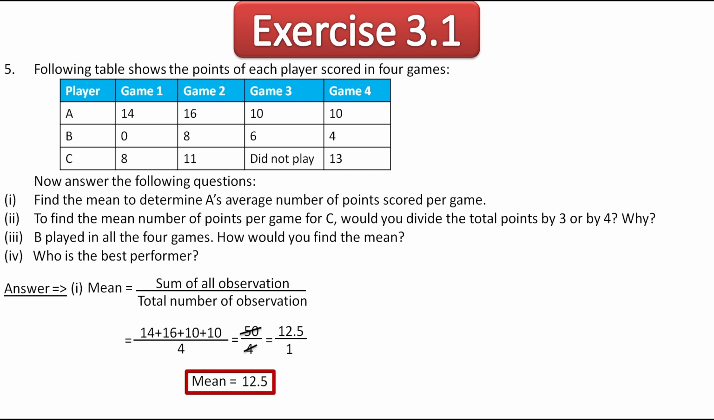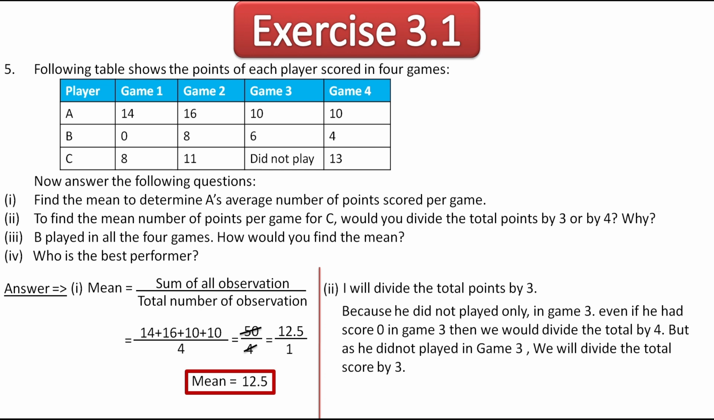Now the second question is to find the mean number of points per game for C. Would you divide the total points by 3 or by 4? Why? Here see, he did not play the third game. That's why I will divide by 3. So the answer is I will divide the total points by 3, because he did not play in the third game. Even if he had scored 0 in game 3, then we would divide the total by 4. But as he did not play in game 3, we will divide the total score by 3.